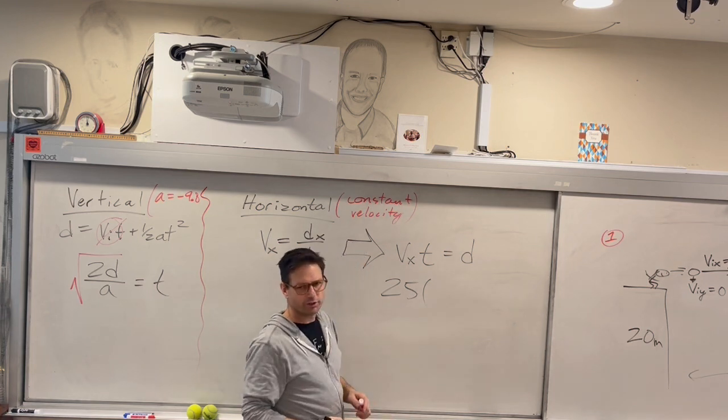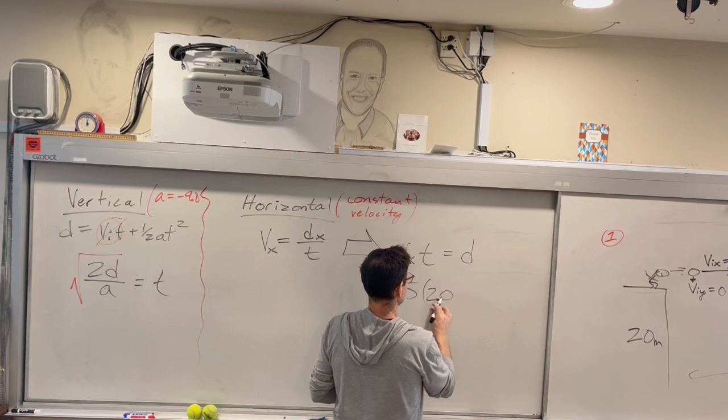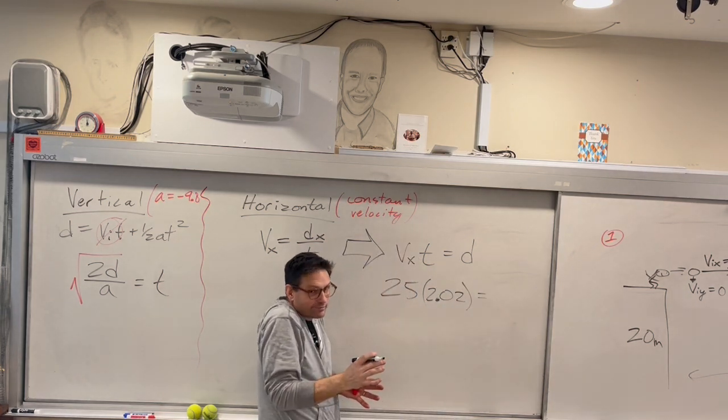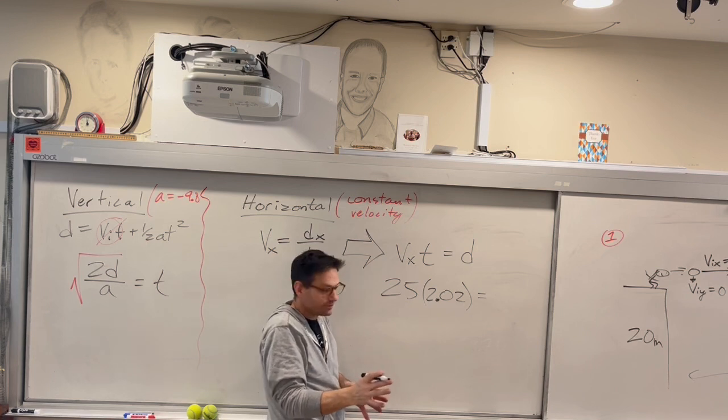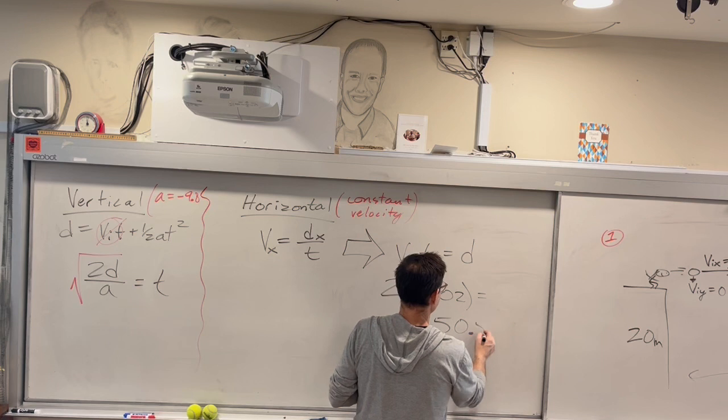What was the time? 2.02? 2.03. 2.02. And so we got 50.5. Pretty close to 50, right? So a few people are still getting hit by that.